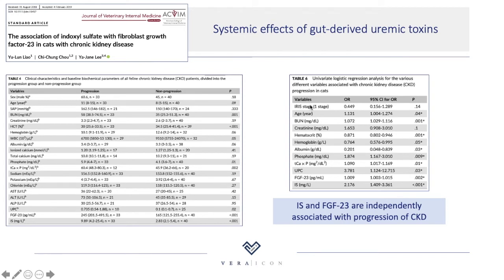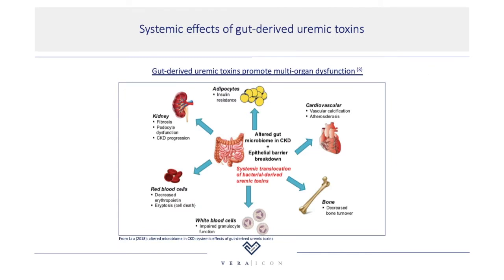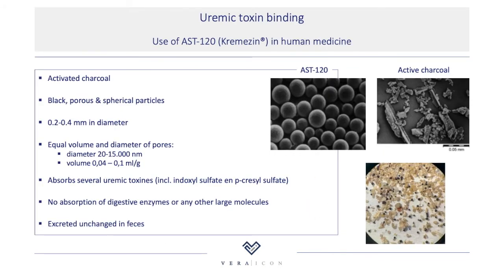Again, these are the variables that are associated or could be a sign of progression and non-progression. But when you correct for all of the parameters, there's only two variables that remain independently associated with progression of disease, and that's indoxyl sulfate and FGF23. So this is clear evidence that IS and FGF23 are correlated to each other, and correlated not only to the presence of CKD, but also to the progression of CKD, and that IS is involved in bone metabolism.